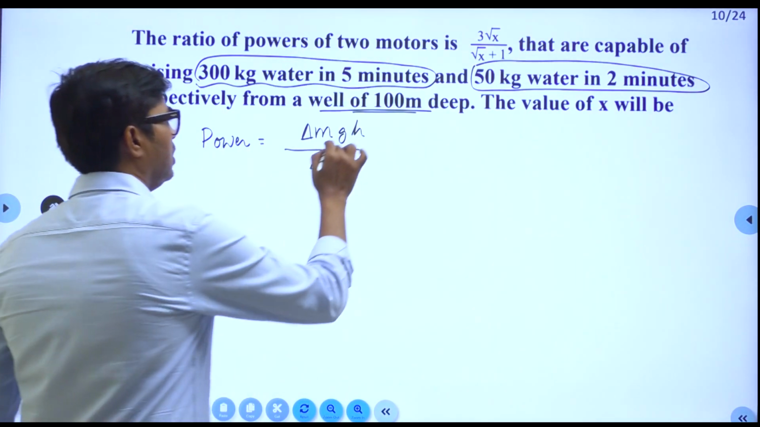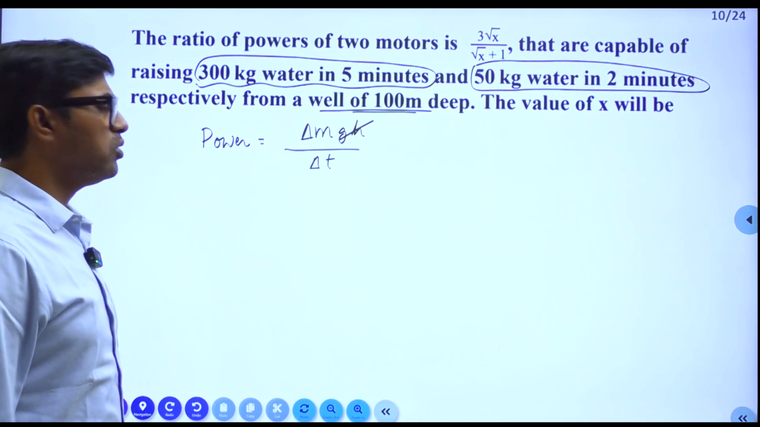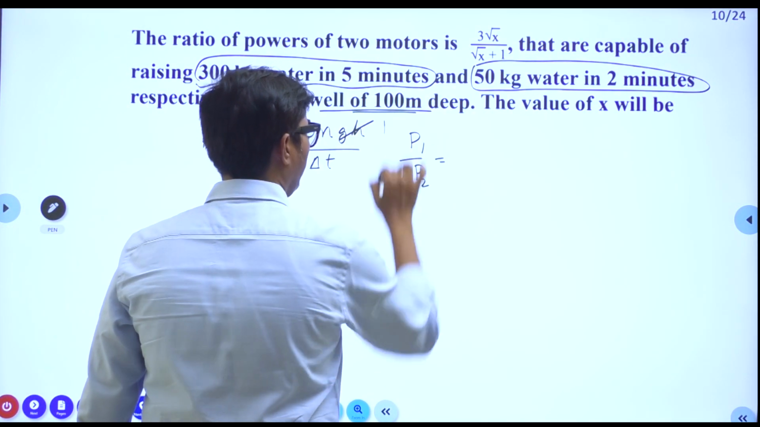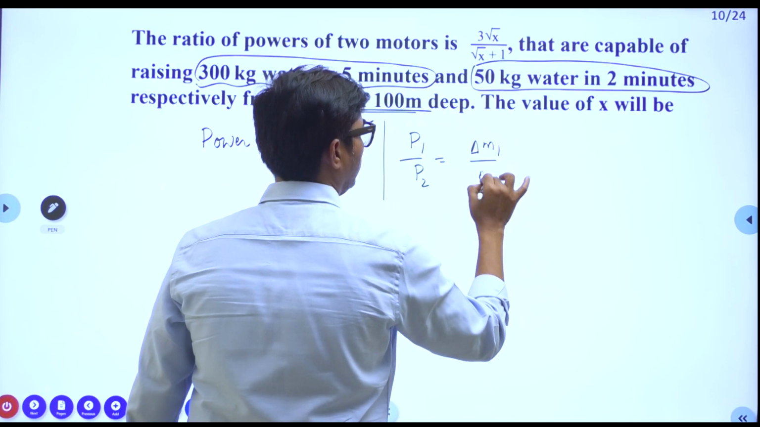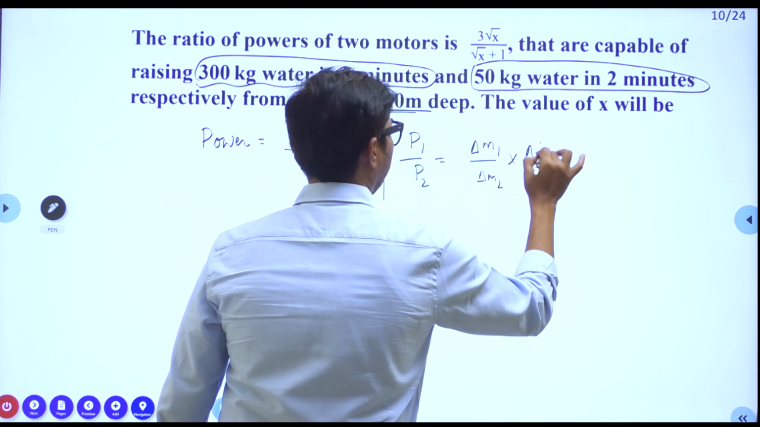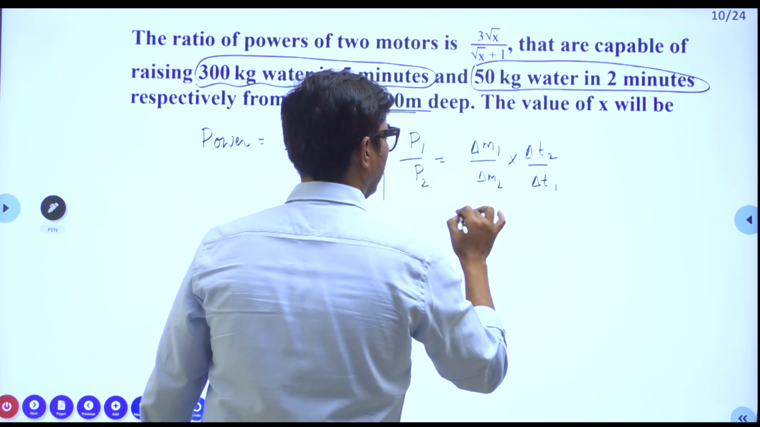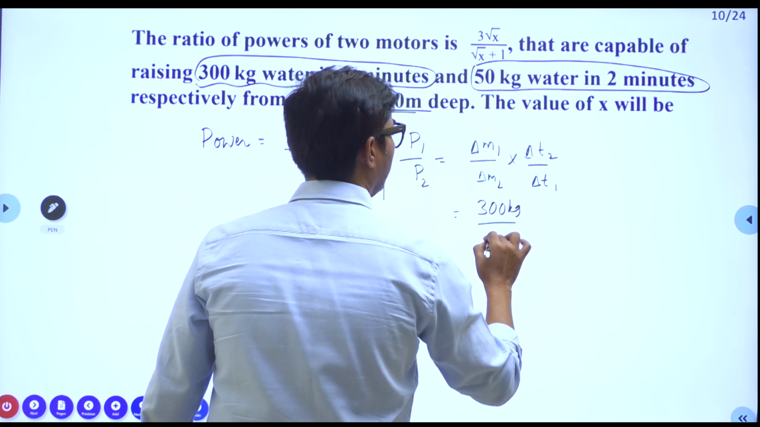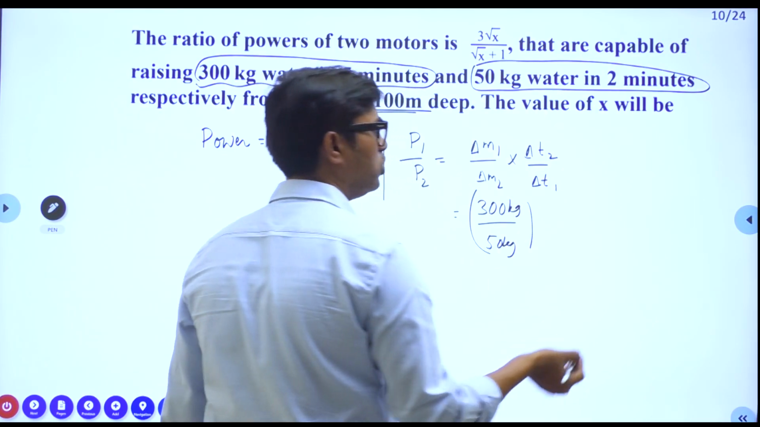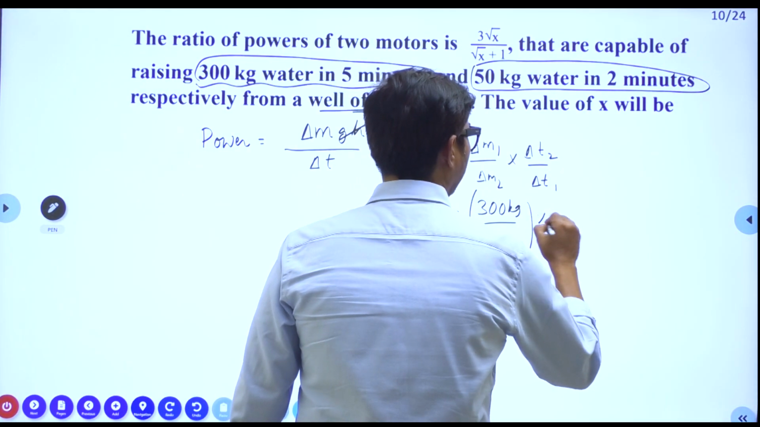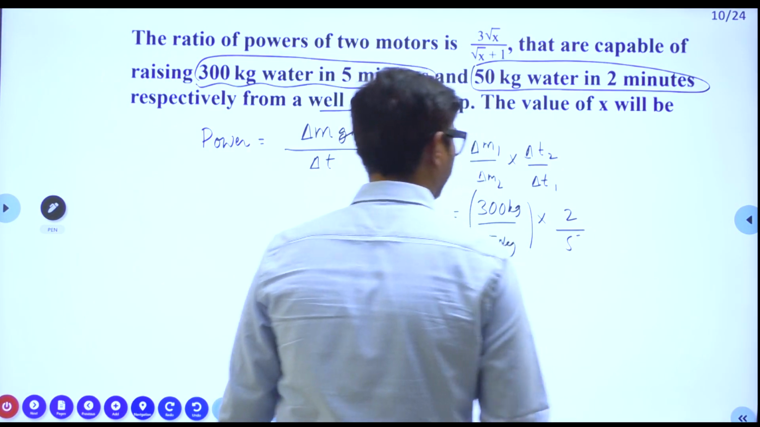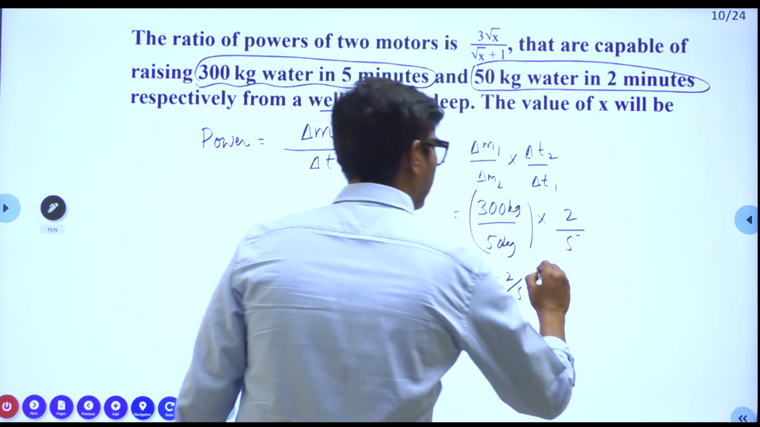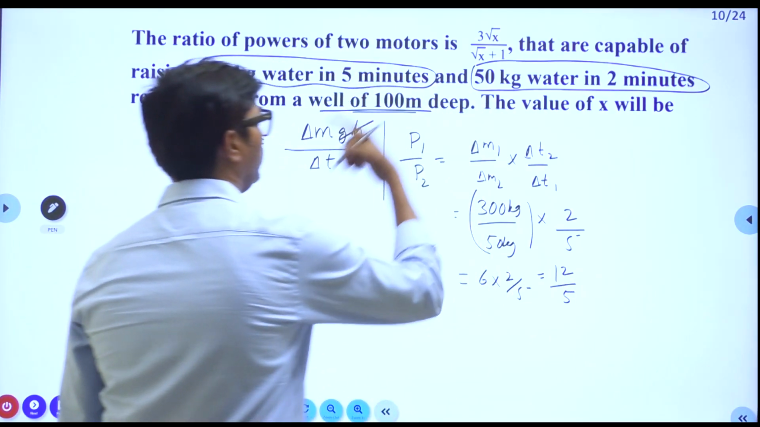You see, in both the cases, this is the same. Basically, power is proportional to delta M by delta T. That means P1 by P2 will be equal to delta M1 by delta M2 into delta T2 by delta T1. Delta M1 they had given how much? 300 kg, and delta M2 is 50 kg. You don't have to change the units because in the ratio it will get cancelled out. Delta T2 is 2, delta T1 is 5 minutes. So you get 6 into 2 by 5. That means I'll get 12 by 5. And that's what I have here.